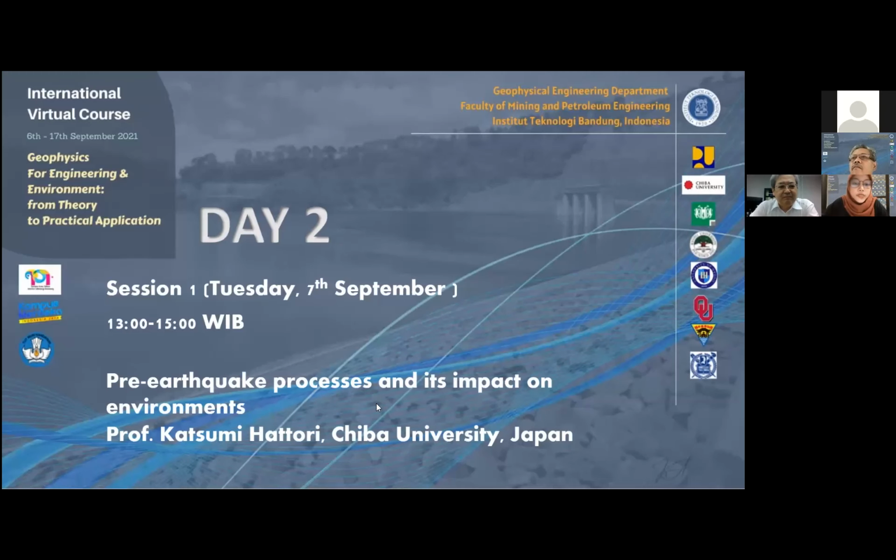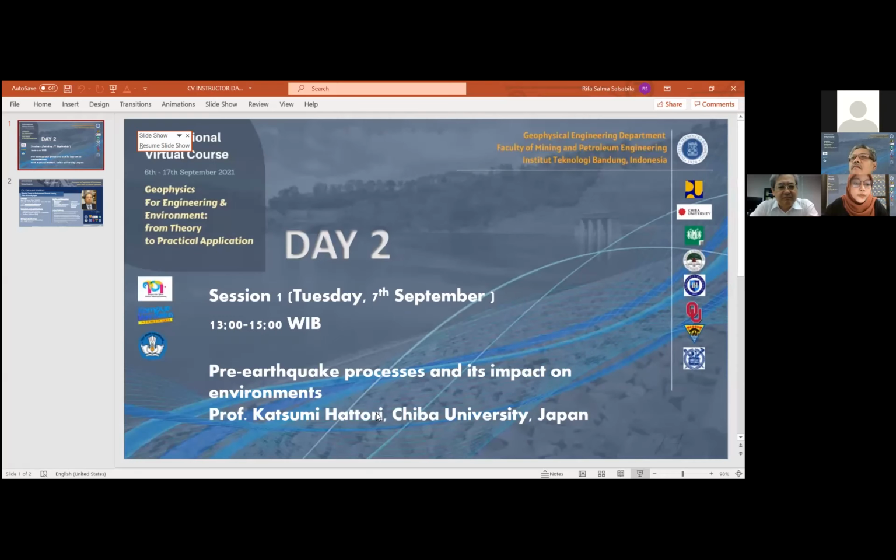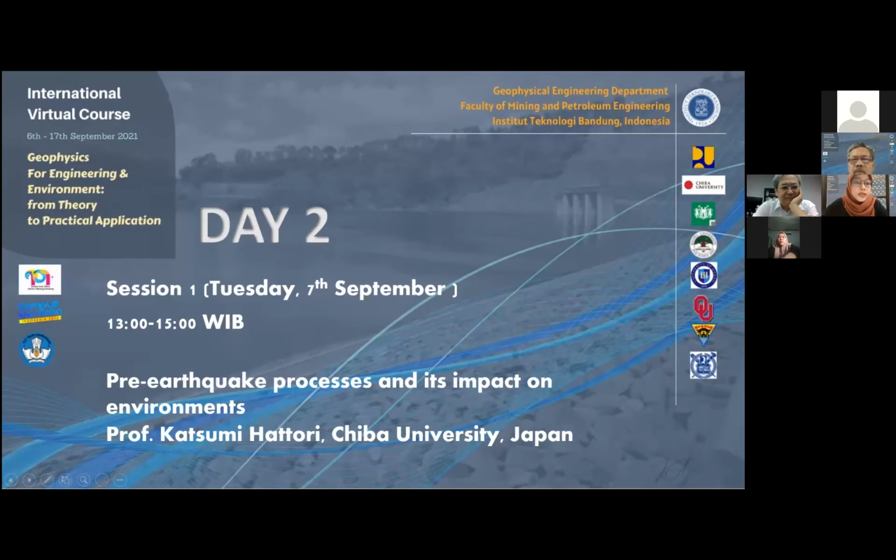Course, and we have session 1. Our topic for today is about pre-earthquake processes and its impact on environments. And we have Prof. Katsumi Hattori from Chiba University, Japan, to deliver the course materials for today. The moderator for today is Pak Wahyudi Parnadi. So we welcome Pak Wahyudi Parnadi and Prof. Katsumi Hattori.